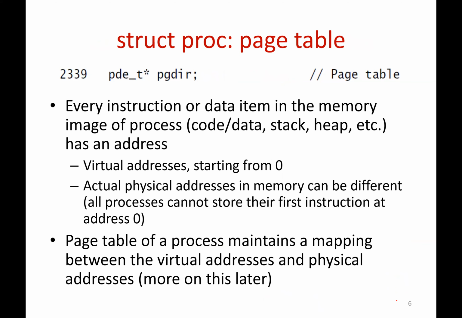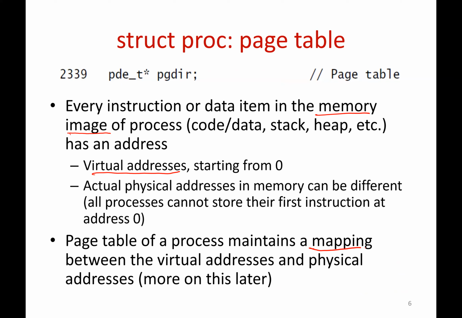Then another important data structure is the page table. As we've seen, every process has a memory image, which has things like code, heap, and stack. All of these instructions and variables are assigned virtual addresses starting from 0. But the actual location in memory can be very different. This mapping from the virtual address that the process, that the CPU, sees, to the actual location in memory is maintained by the page table.